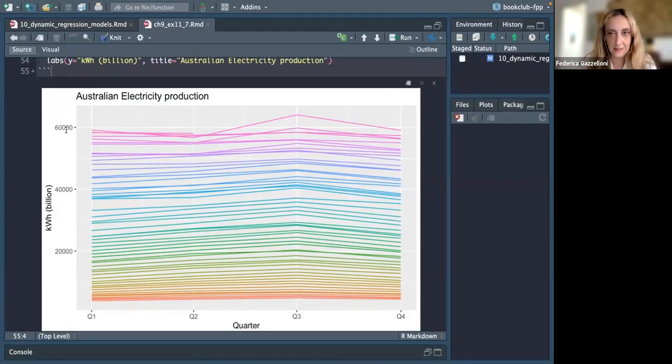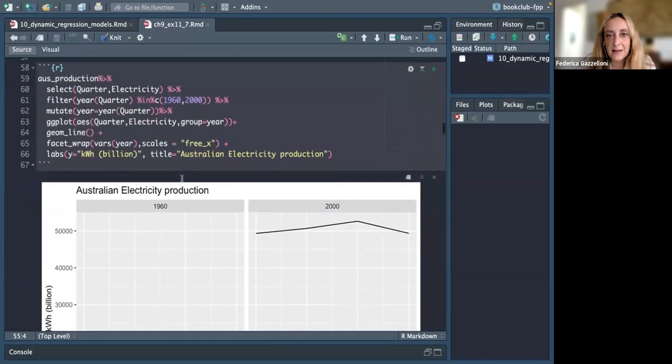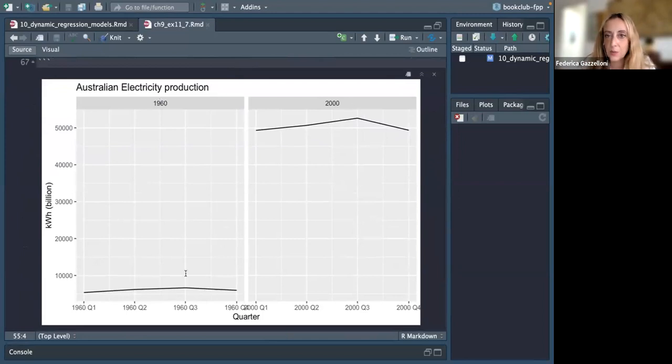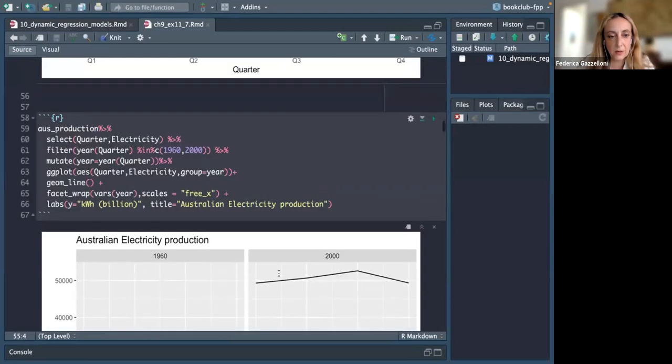The most clear difference is the increase in demand, which has changed a lot. I just picked two years, 1960 and 2000. We can see that this is the 1960 demand, lower than 10,000. And this is 2000, which is more than 50,000. Even the peak has increased with time, but more or less the pattern is almost the same in all years.